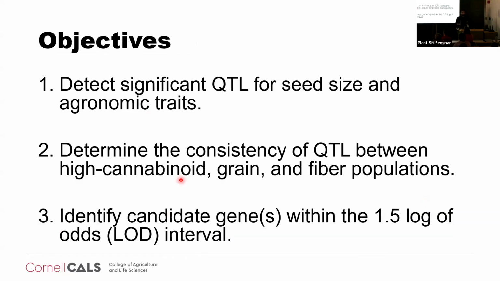So with all of this in mind, I established three objectives: to identify significant QTL for seed size and agronomic traits, to compare or determine the consistency of these QTL between three populations that will represent each of the market classes, and to identify, hopefully, the candidate genes within the 1.5 LOD interval for each of these QTL.